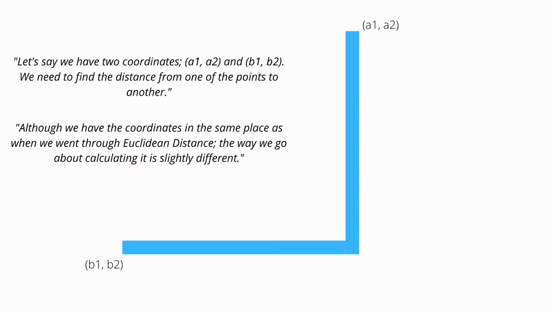Manhattan distance is similar to Euclidean distance because you're trying to find the way from one point to another, but it's slightly different. Let's say we have coordinates a1 and a2 and b1 and b2. We need to find the distance from one to the other. Although we have the coordinates in the same place as in the previous example where we went through Euclidean distance, the way we go about calculating it is slightly different.